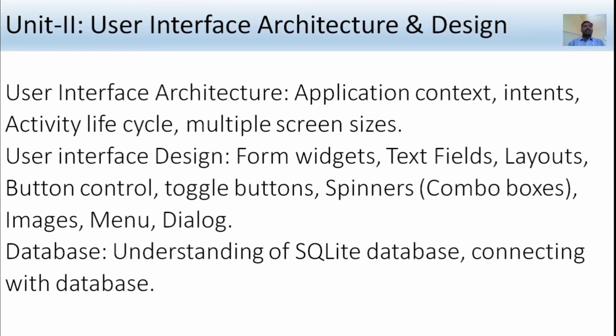Next, go to the second unit. The second unit is User Interface Architecture and Design. The user interface architecture covers application context, intents, activity life cycle, and multiple screen sizes. User interface design covers form widgets, text fields, layouts, button control, toggle buttons, spinners, also called combo boxes, images, menu, and dialog. And next is the database: understanding the SQLite database and connecting with the database. So this is the second unit syllabus.